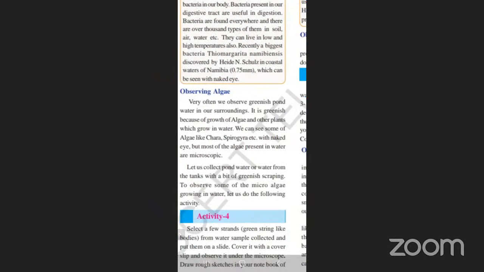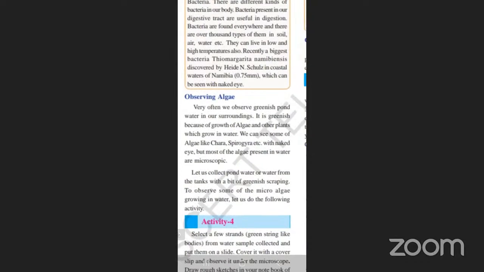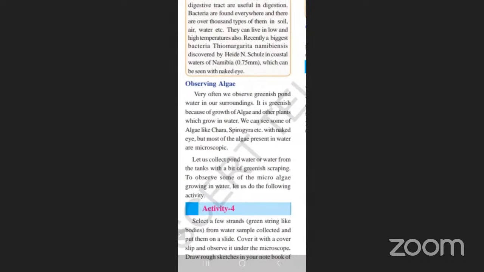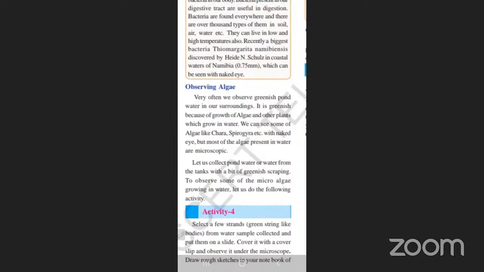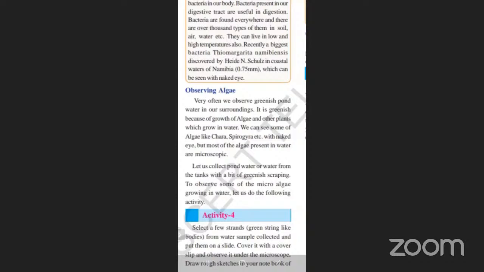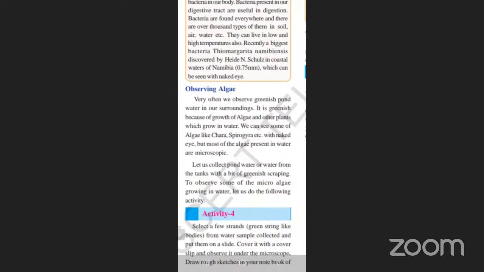You can see it with our naked eye, just a little bit, and we can observe clearly under a microscope. No need to worry about that because it is already 0.75 millimeter. Okay, fine.